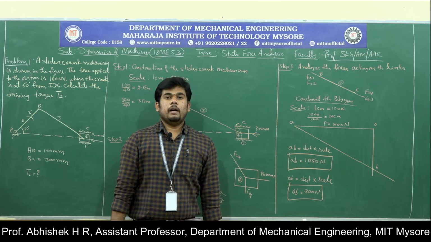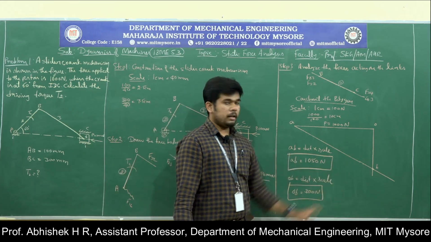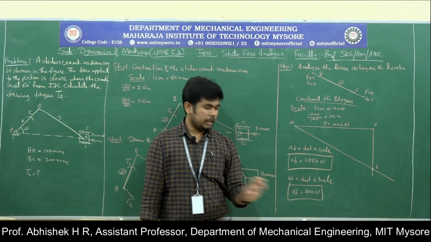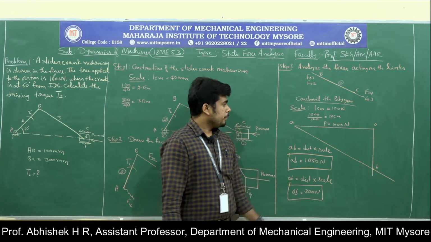OB is equal to 300 Newton. It is also same like the AB value. Measure the distance of OB, multiply with the scale. So you will get OB as 300 Newton.